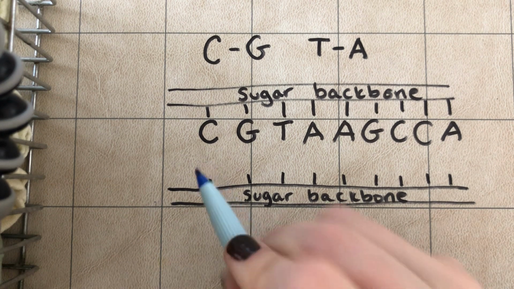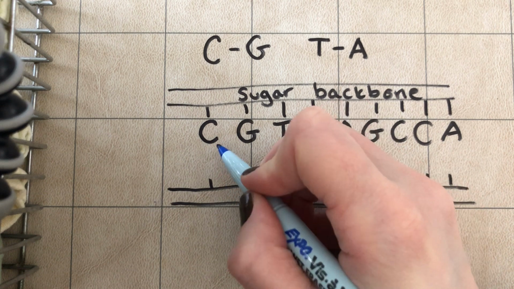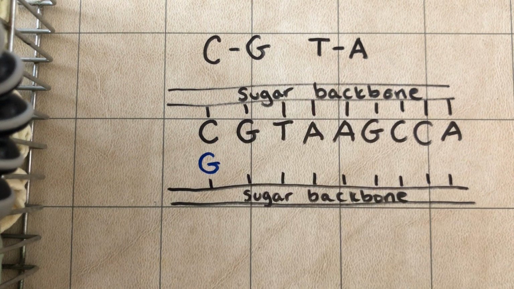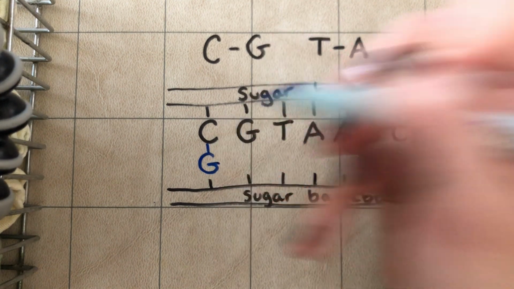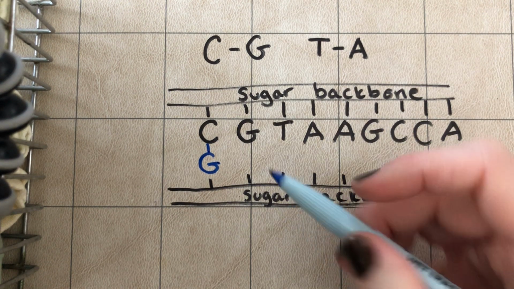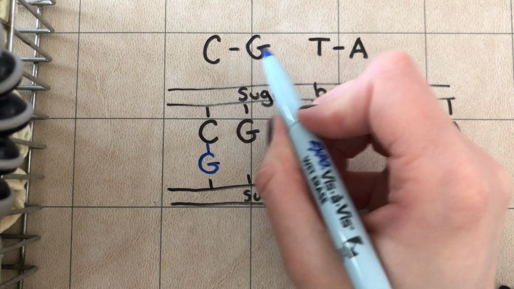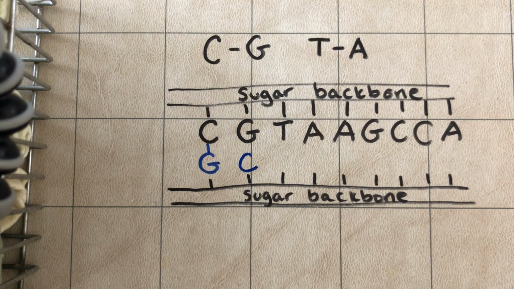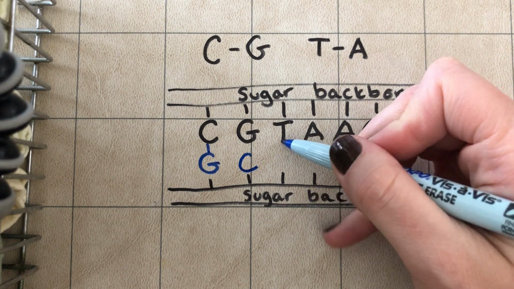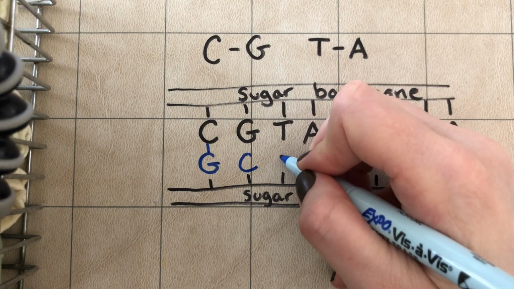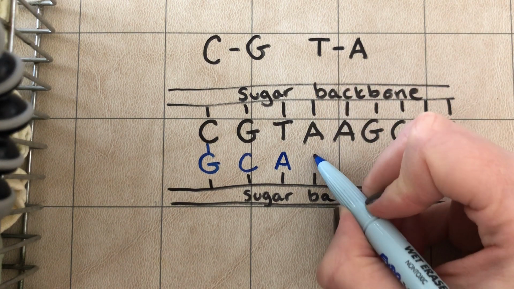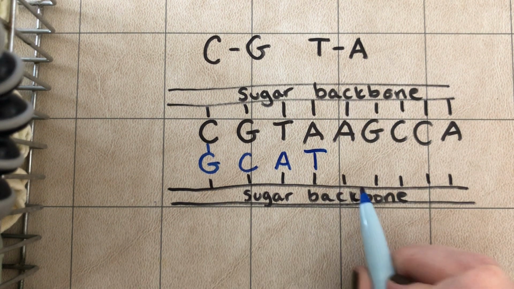But the way this works is, if I see the letter C, let's switch colors, if I see the letter C, I know that it's always going to pair with a G, so that means the opposite strand will have a G, and these will link with each other. If I see a G, well, it's the opposite. G always pairs with C, so that means there's a C here. T always pairs with A. A will always pair with T. So that's my first four bases.